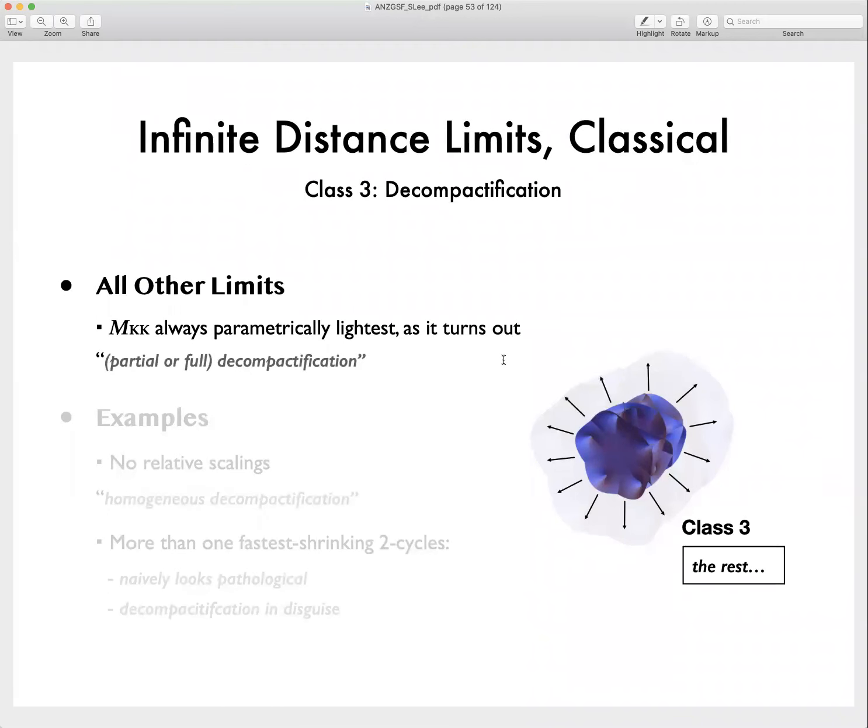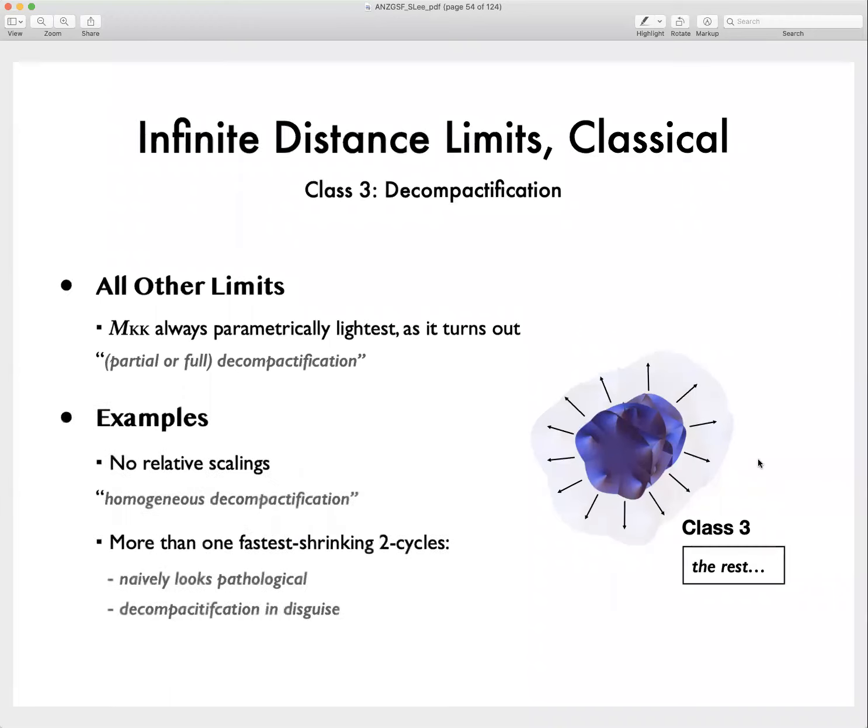So it turns out that the KK modes always provide the leading lightest tower. So we end up facing a relatively boring situation, and the picture was meant to indicate this physics. So the theory in a class 3 limit just decompactifies, and the simplest limit of class 3 is the homogeneous decompactification to 10 dimensions, full 10 dimensions. There's no relative scaling in this case, just homogeneous decompactification due to the large mu.